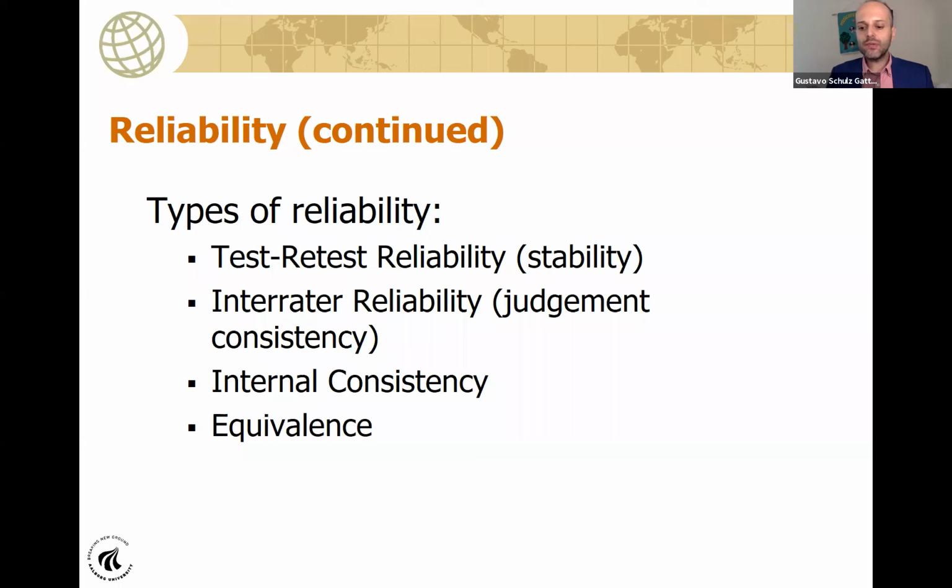And for sure, we have different kinds of reliability. So we have the test-retest reliability, just to test the stability. We also have the inter-rater reliability concerning the judgment consistency. We have also the internal consistency, which measures whether several items that propose to measure the same general construct produce similar scores. And also we have equivalence.